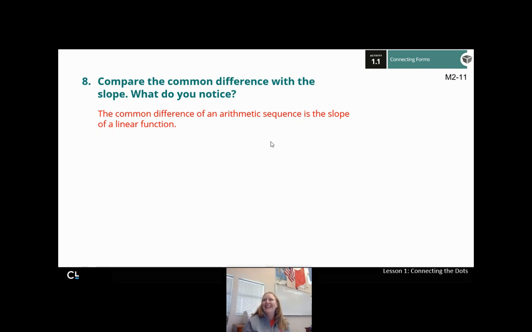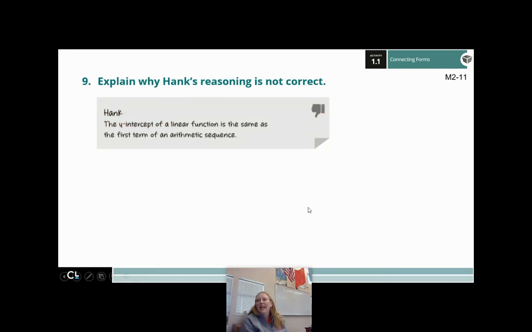Oh my gosh. So Hank has some ideas here. Now that we're feeling pretty good about the slope, Hank is a little confused when it comes to the y-intercept. So Hank said that the y-intercept of a linear function is the same as the first term of the arithmetic sequence. Tell me why Hank is wrong. Go ahead and jot down your thoughts on why Hank is incorrect on that, and then hit play when you're ready to keep talking.